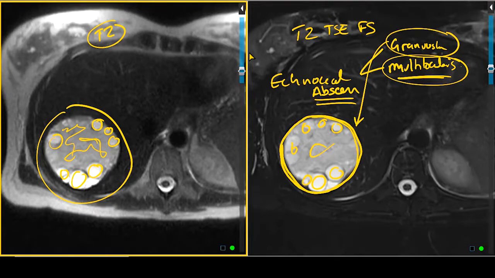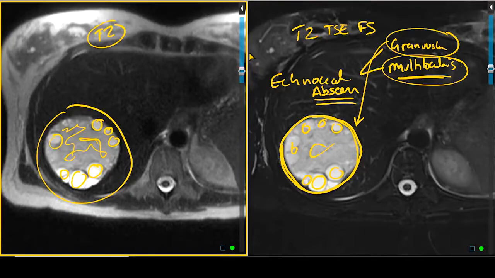This finding is endemic in certain parts of the world, such as the Middle East, the Mediterranean region, Australia, New Zealand. So if you see a patient with a mass that looks like this, who either is from one of those countries or visited one of those countries, you've got to be worried about an underlying echinococcal abscess. Humans are the intermediate host.